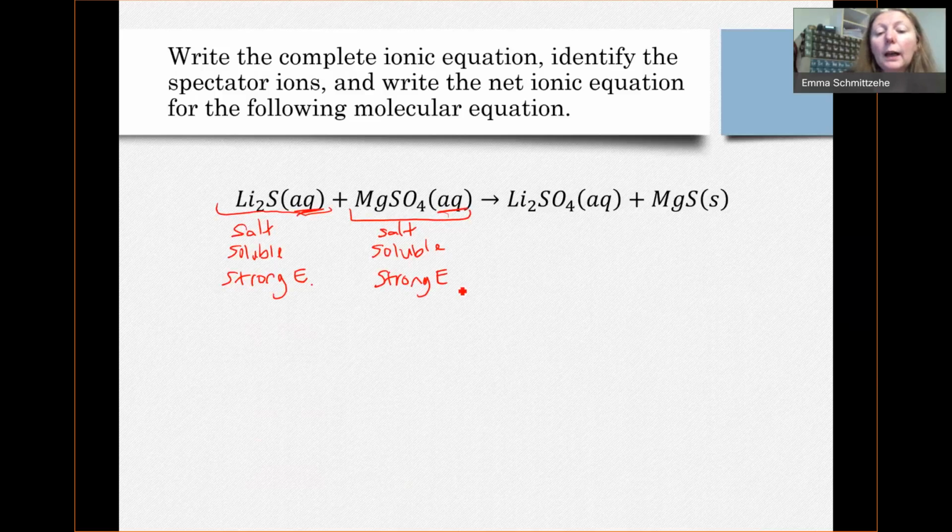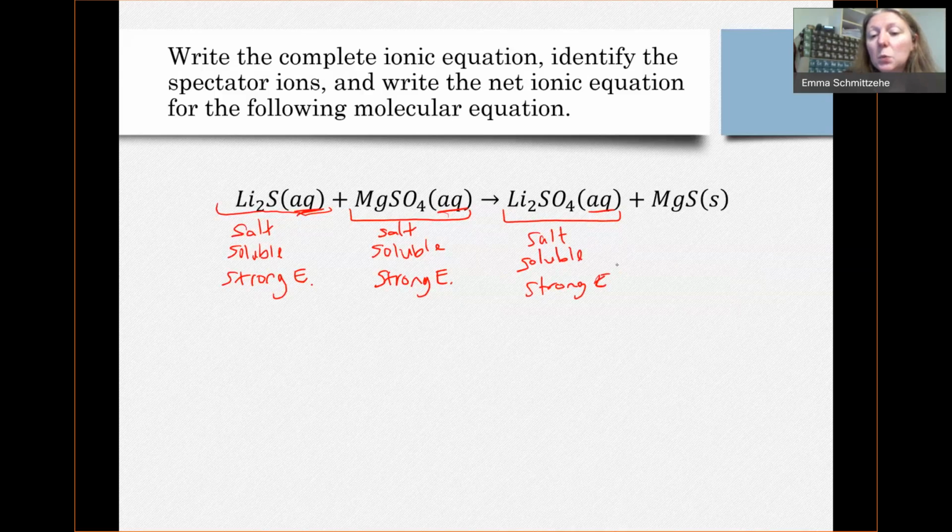The lithium sulfate is also an ionic compound or a salt. It's also listed as aqueous, so it must be soluble, and that means it's a strong electrolyte. The last one, magnesium sulfide, is also an ionic compound or a salt, and it's listed as a solid. That must mean that it is insoluble, and if it's insoluble, that means it is a weak electrolyte.